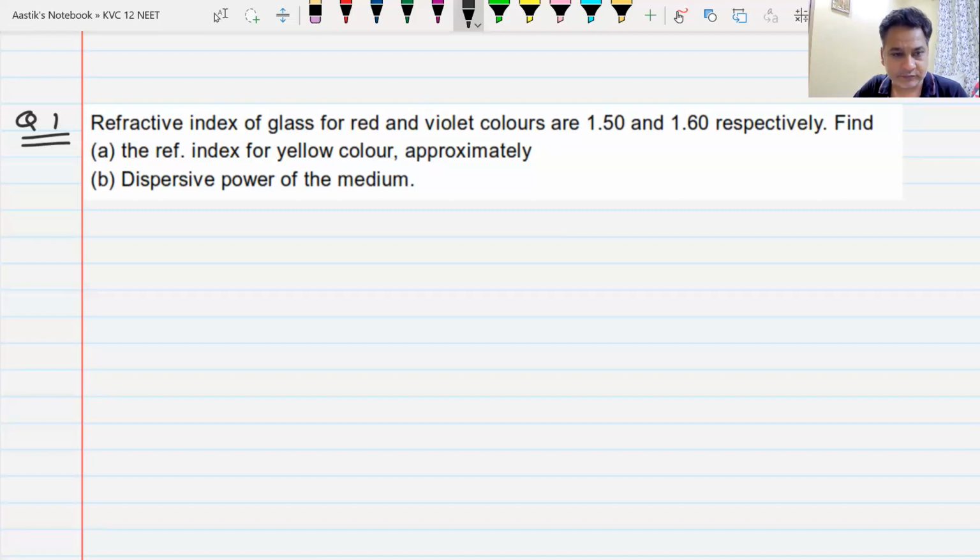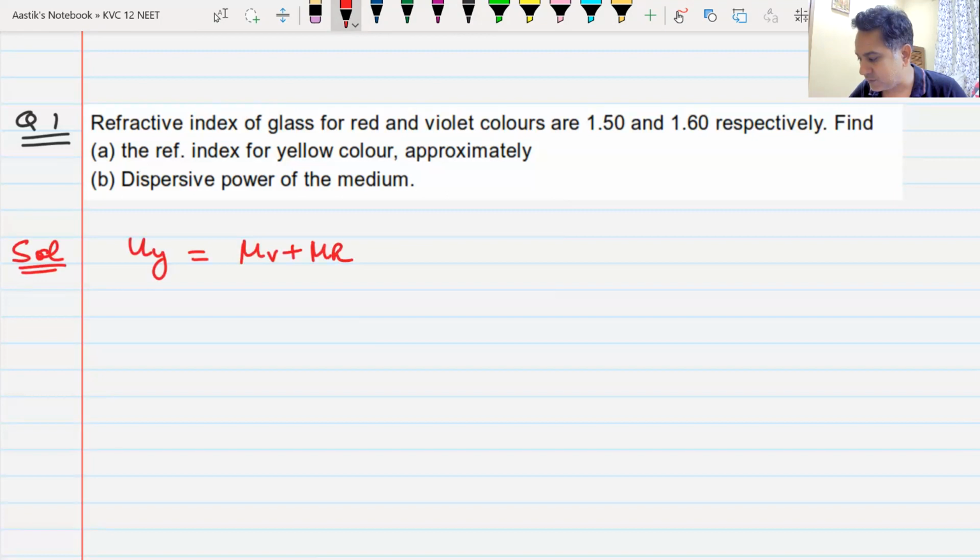Yes, my dear friends. And the answers are... Yes, bacha. For A, it is 1.55, because this is mu violet plus mu red divided by 2. If you put the values, you will end up with 1.55. That is correct. Can you now tell me the dispersive power, bacha?